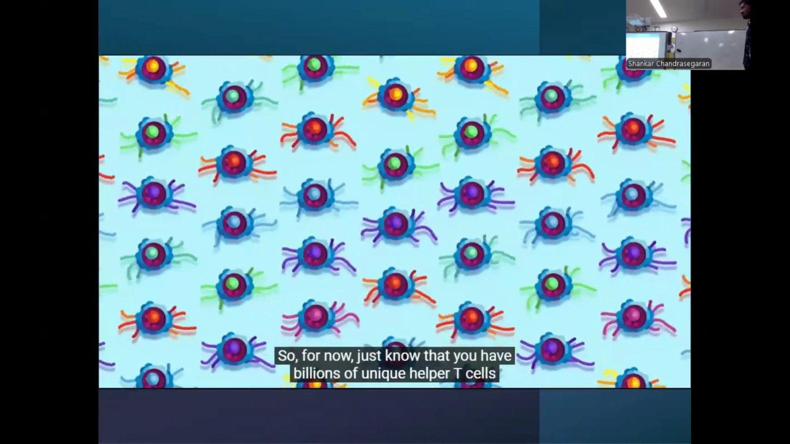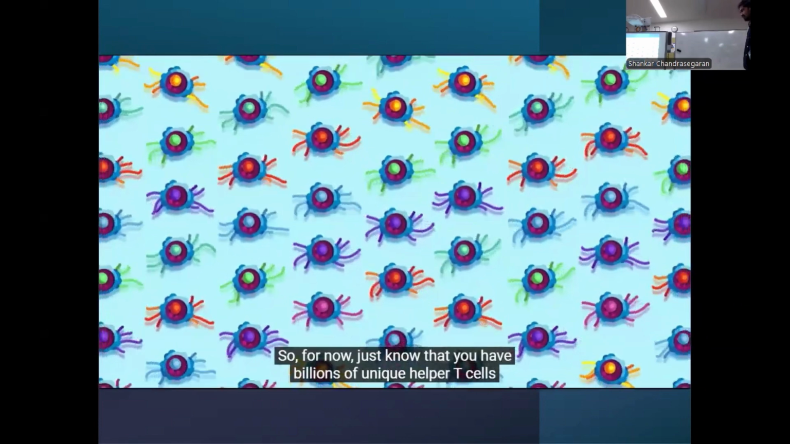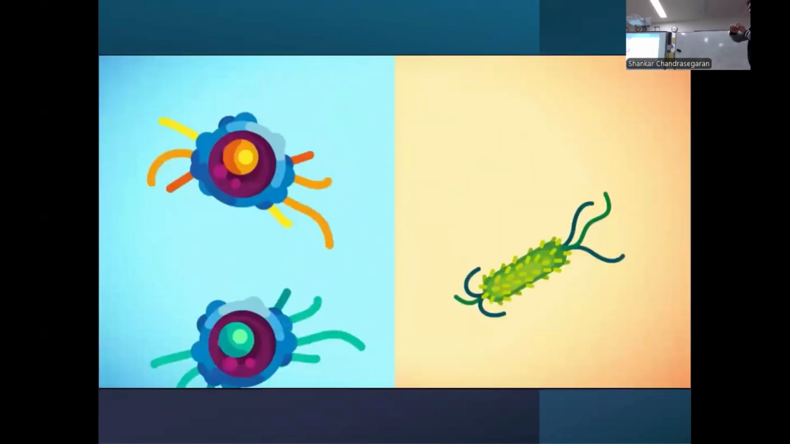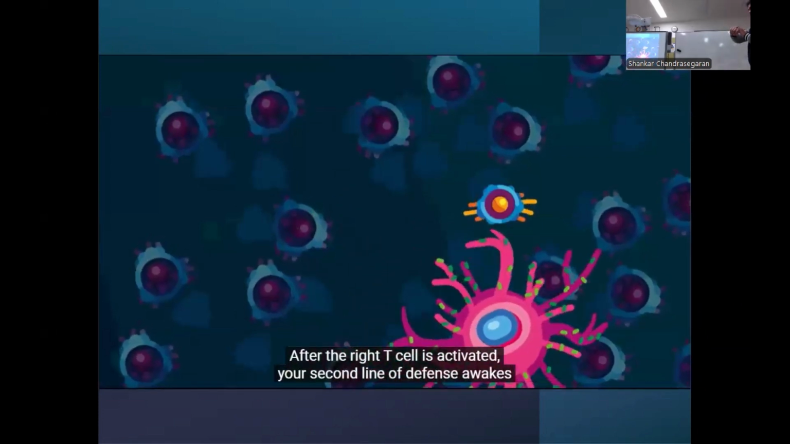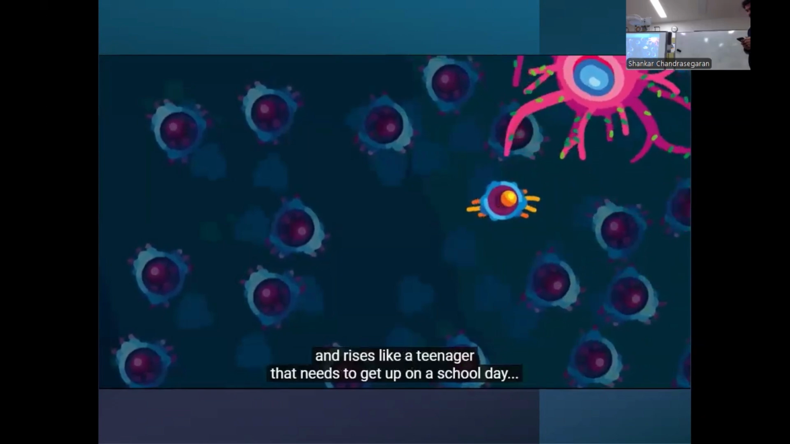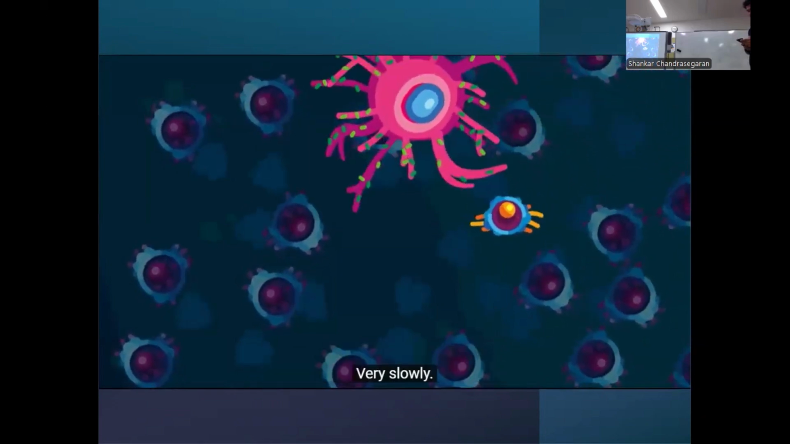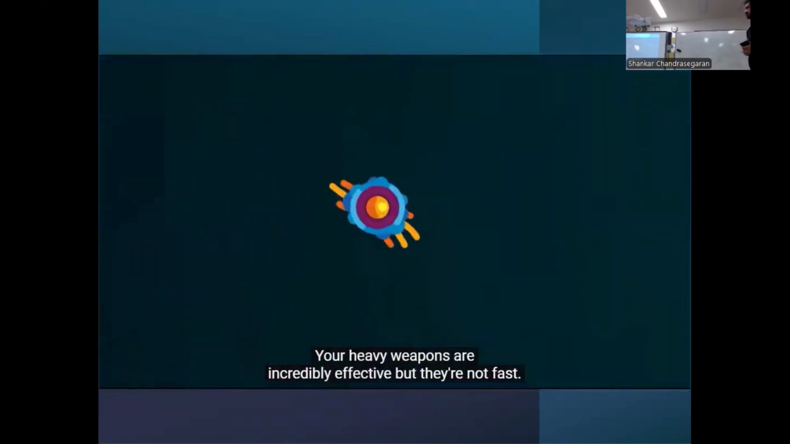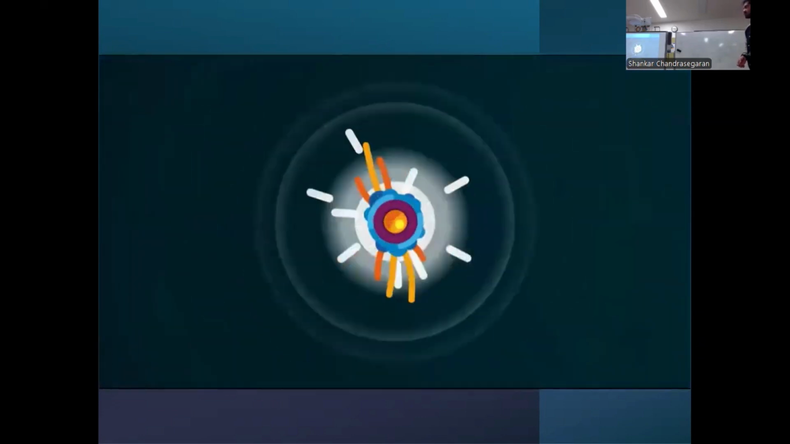So for now, just know that you have billions of unique helper T cells that each have weapons against every possible enemy. After the right T cell is activated, your second line of defense awakes and rises like a teenager that needs to get up on a school day, very slowly. Your heavy weapons are incredibly effective, but they're not fast.